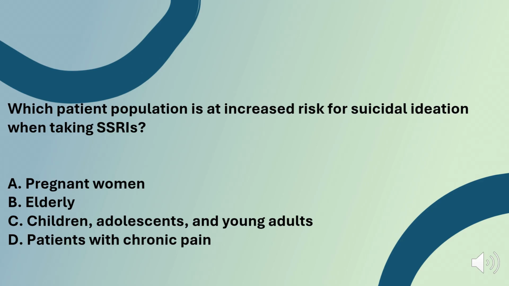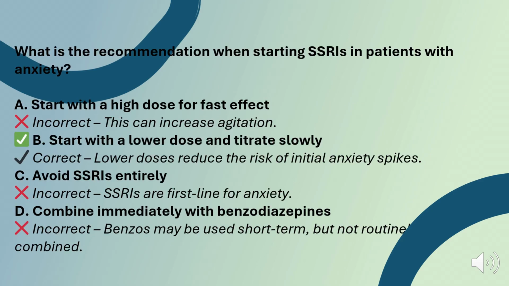We also talked about this in our last review. So if you think about this, what are you immediately going to rule out? We're talking about what population is at risk for suicidal ideation when they're taking an SSRI. Give you a moment to think about that. And if you think about it, there's actually an FDA black box warning on SSRIs, particularly for this patient population. So let's go ahead and go on to the correct answer.